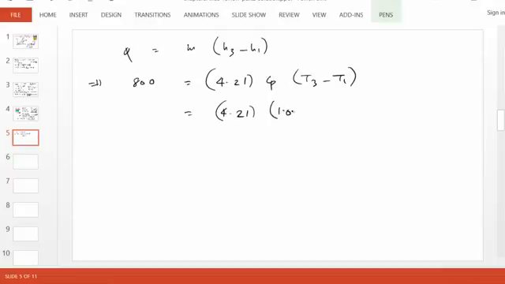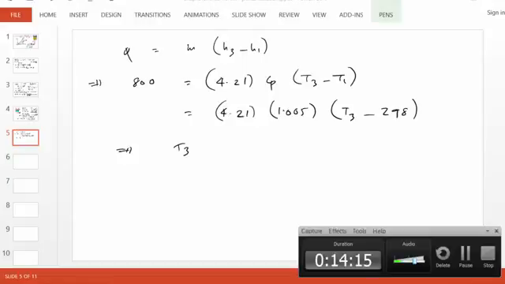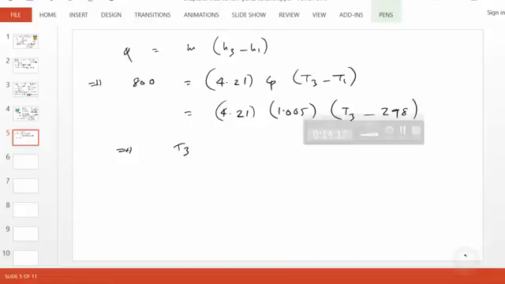4.21, 1.005. So if we solve this, we can find T3. We can also find volume using the ideal gas equation. So this turns out to be 488 Kelvin.